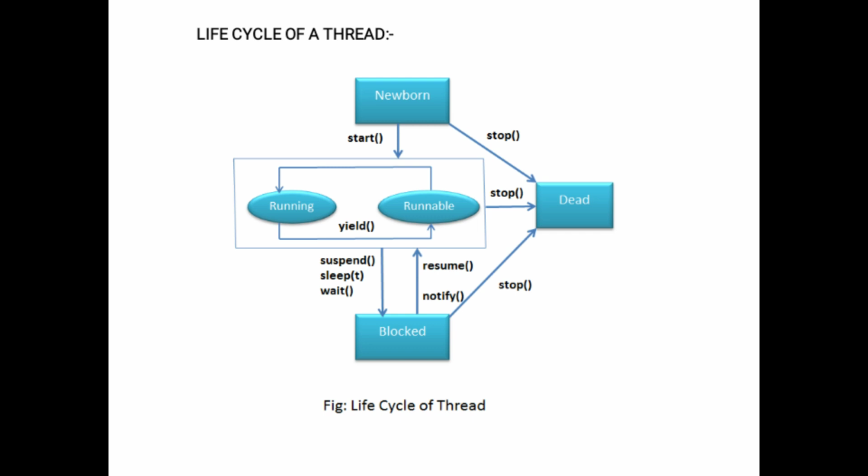If we want a thread to relinquish control to another thread of equal priority before its turn comes, we can do this by using the yield method.